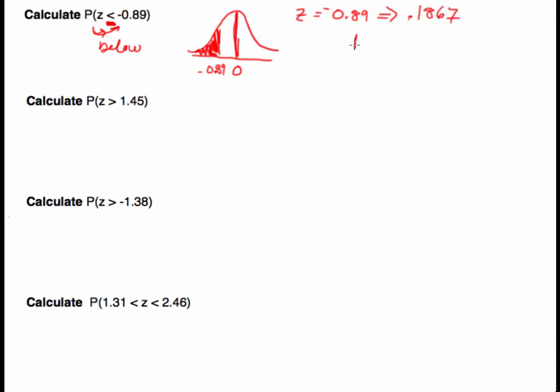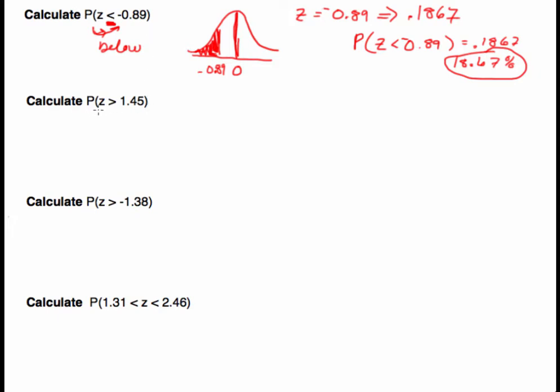So what I just found was the probability or the percent, and you can write it as either. If I'm asking for a percent, you should write it as a percent. If I'm asking for a probability, you should write it as a probability. I think students usually like to convert it to percents because it makes more sense to them. 18.67% of values lie to the left of that z-score of negative 0.89.